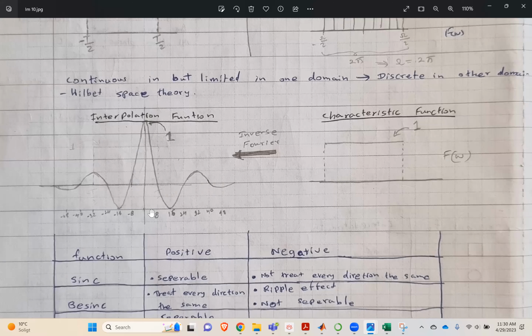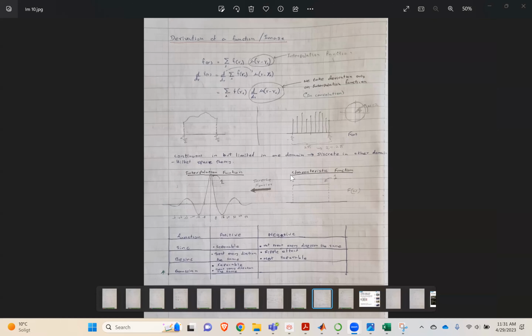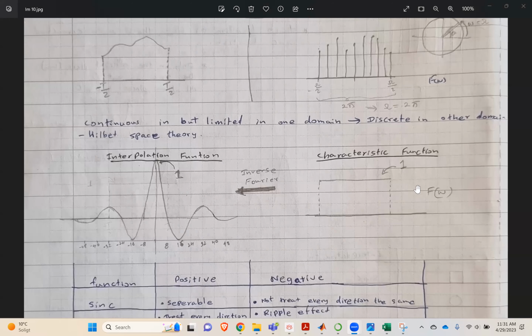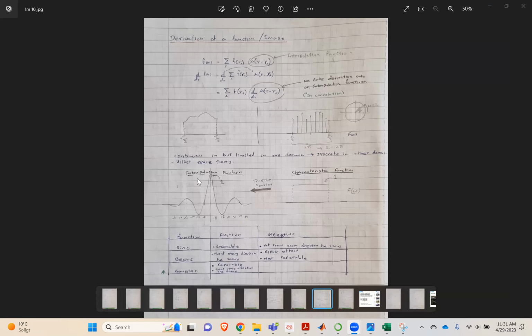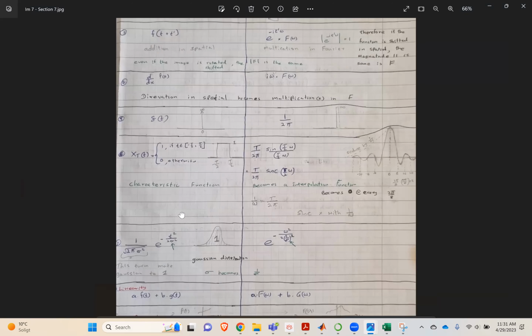So this is nothing but sinc. Everybody knows what sinc is, right? Sinc is sin theta divided by theta. We call it sinc theta. We need to take the inverse of this. In the Fourier domain, we construct this and take the inverse, so we get the interpolation function. We can use many functions for interpolation.